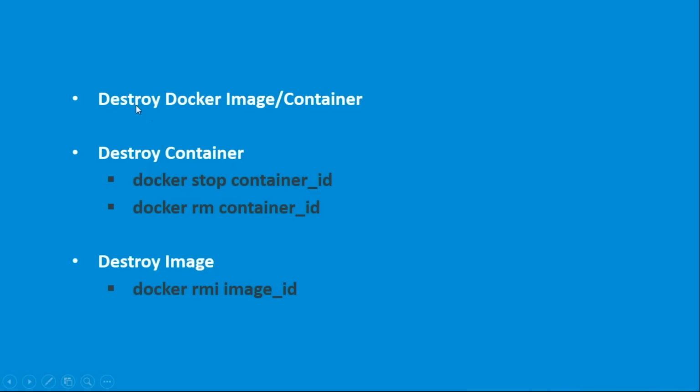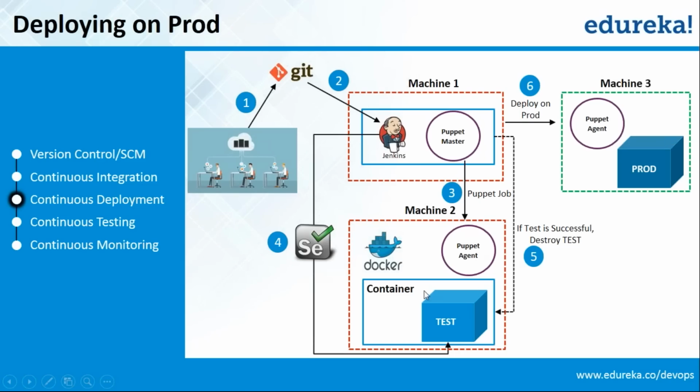So this is what we were supposed to do. We have already done it. You can destroy your container using docker stop container ID and docker rm container ID. If you completely want to remove your Docker image itself, you can use the command docker rmi and the image ID. Now that the test has passed and we have destroyed the container, finally you can deploy your application on machine 3. Now let me go to my machine 3.